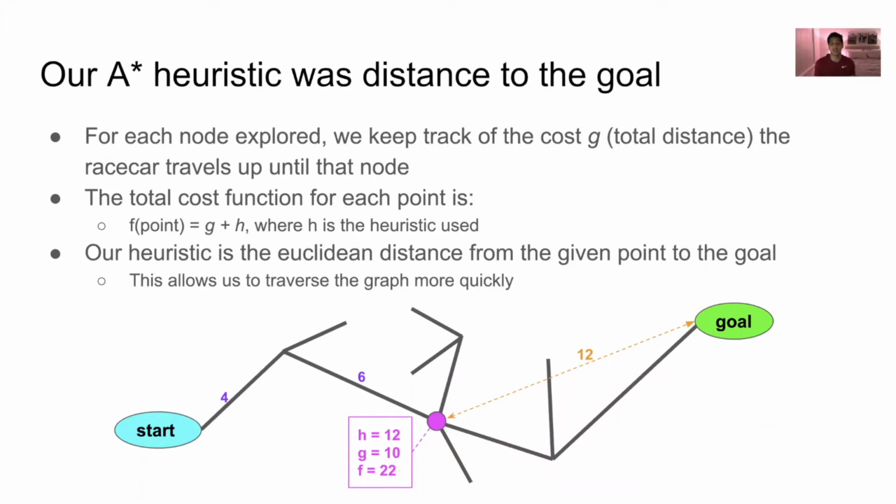Here, for each node that's explored, we're going to add up the cost, as usual, into this G value. And for each point, we have a total cost where we add this G value to H, which is our heuristic. And in our case, the heuristic is just, as I said, the distance between the point to the goal. And the Euclidean distance is just that straight line distance. And keeping track of costs along the way, just make sure that we tend towards the goal and don't traverse these other branches that deviate.